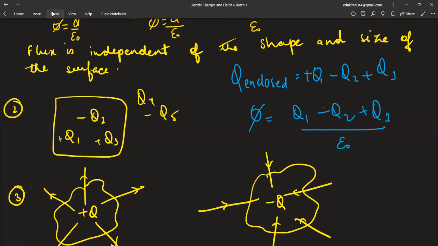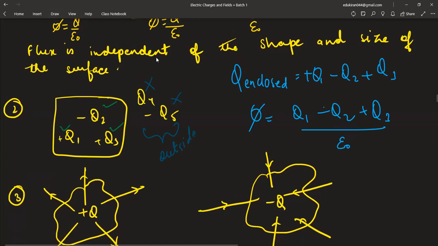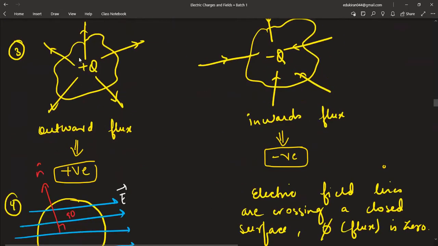In all of these charges given, I'll be considering this, this, and this, but I won't consider these two because these two are lying outside, right? So we'll be just considering the charges which are enclosed. Now, all the flux which is moving outwards is taken as positive. And the flux which is moving inwards is taken as negative. Fine. So whatever answer you get, finally, you'll make it positive or negative.